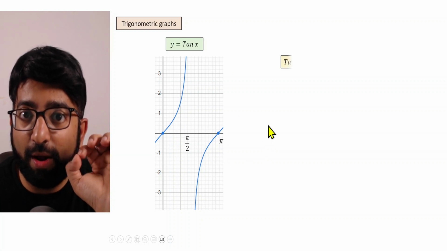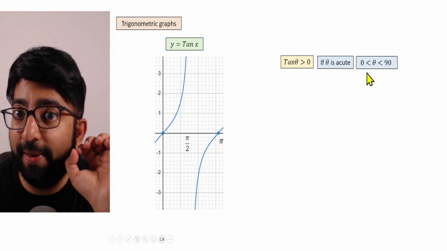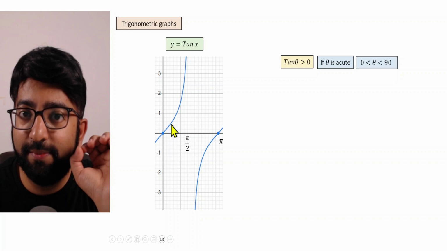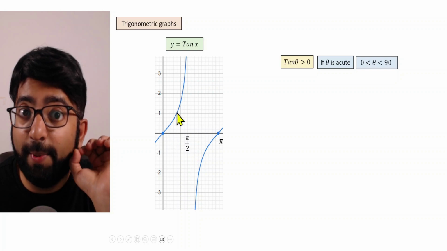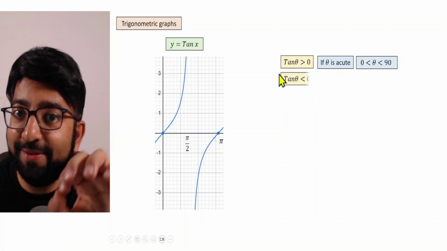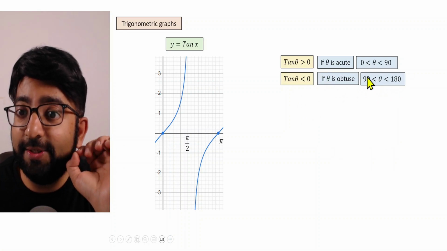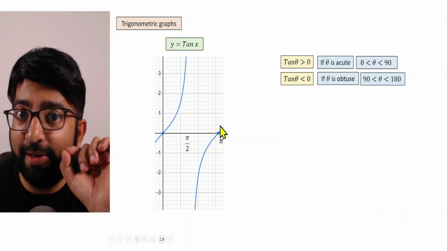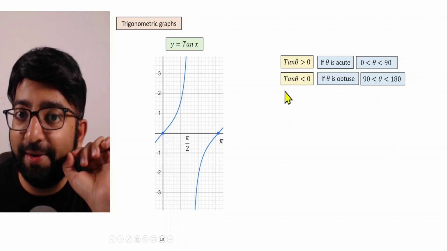And now if we analyze the graph, we can say the value of tan theta is positive if theta is acute. By acute, we mean theta lying between 0 and 90. So observe, if the angle is greater than 0 but less than 90, the graph is lying above the x-axis. And that's why we say tan will be positive if theta is acute. On the other hand, tan theta will be negative if theta is obtuse. What do we mean by obtuse? The angle needs to be between 90 and 180. So if the angle is greater than 90 but less than 180, the graph is below the x-axis, and that's why we say tan theta is negative.